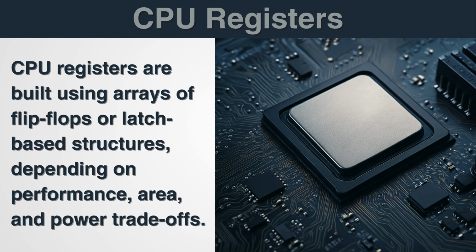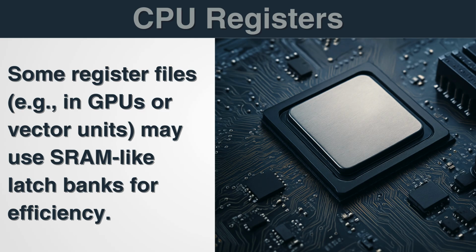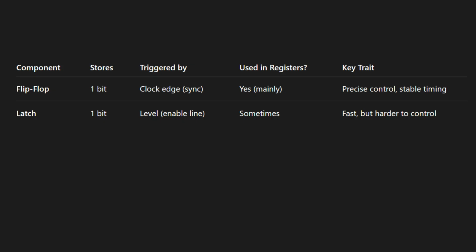And CPU registers are built using arrays of flip-flops or latch-based structures, depending on performance, area, and power trade-offs. Most modern CPUs use edge-triggered flip-flops for core registers to maintain precise control in high-speed clocked environments. Some register files, like in GPUs or vector units, may use SRAM-like latch banks for efficiency.